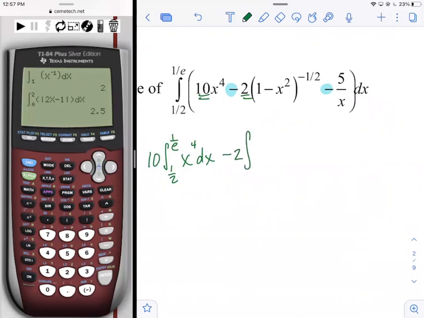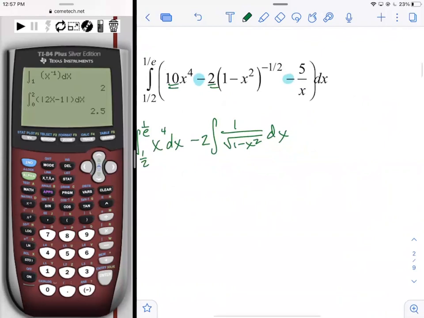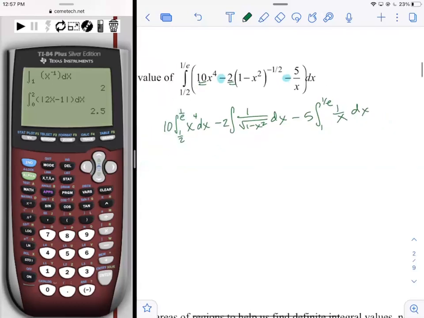Minus 2 times the integral of, now that little function, I think I'm going to rewrite it as 1 over the square root of 1 minus x squared, and y'all know why, dx. And then minus 5, you go out front, the integral from 1 to 1 over e of 1 over x dx, instead of writing it as 1 over x. You could actually do that. The problem with doing that, though, is if you accidentally leave off one of those interior dx's, you'd lose a point.